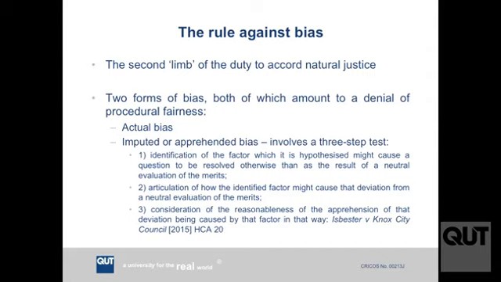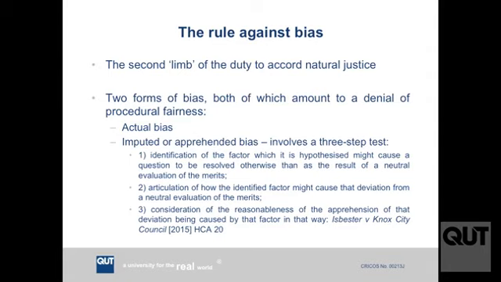There was a 2015 High Court case of Isbester and Knox City Council which looked at bias issues and neatly lays out a nice three-step test which you can use if you are looking at bias in a hypothetical problem scenario. The first step is to identify the factor which it is hypothesized might cause a question to be resolved otherwise than as a result of a neutral evaluation of the merits. And this factor needs to be identified with some precision. Is it a financial or monetary connection that is the problem? Is it a family connection or close personal relationship that is the problem, etc.